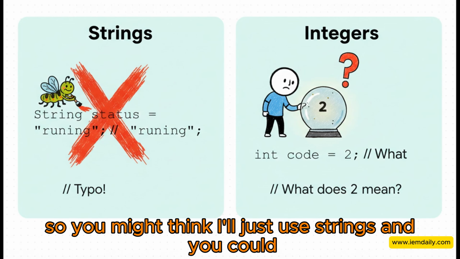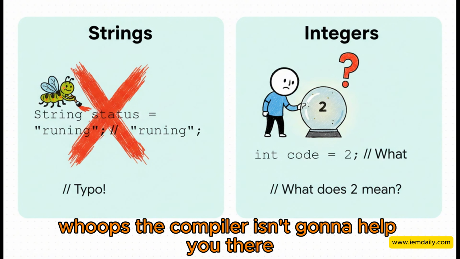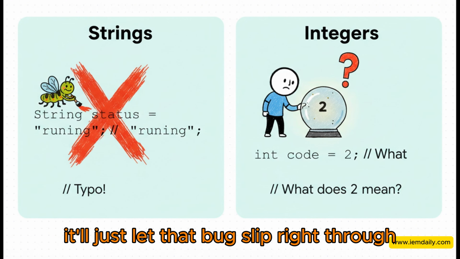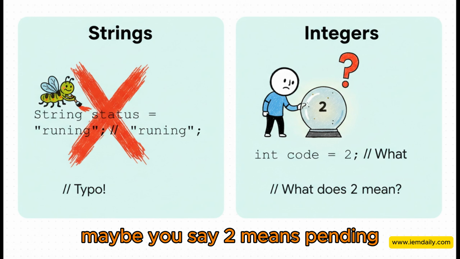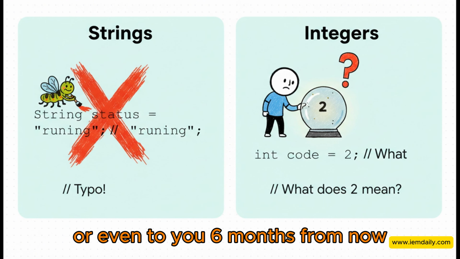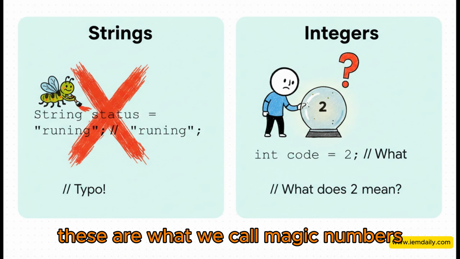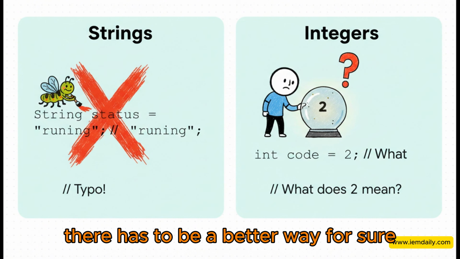So you might think, I'll just use strings. And you could. But what happens when you accidentally type running with one N? Whoops, the compiler isn't going to help you there. It'll just let that bug slip right through. Then you have option 2, integers. Maybe you say 2 means pending, but what does 2 mean to someone else reading your code, or even to you 6 months from now? These are what we call magic numbers, and they make your code a real headache to understand. There has to be a better way, for sure.